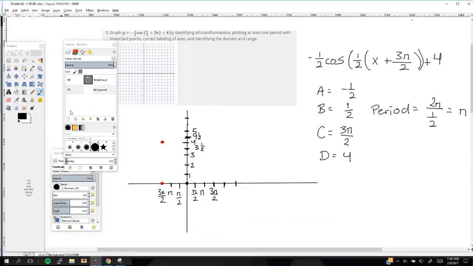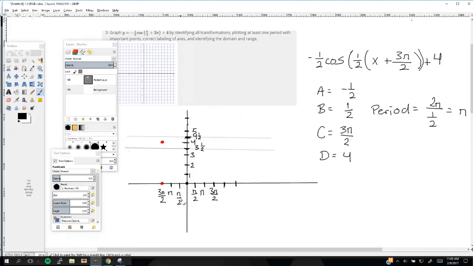So the line is going to be fairly squished. I don't know how to see that. Maybe I should have made it bigger. Oh well. Okay, so the period starts there, and then it's pi. You know that one point's going to be negative 3 halves pi and 4, so I got that point. And then we know that the period is going to be pi.